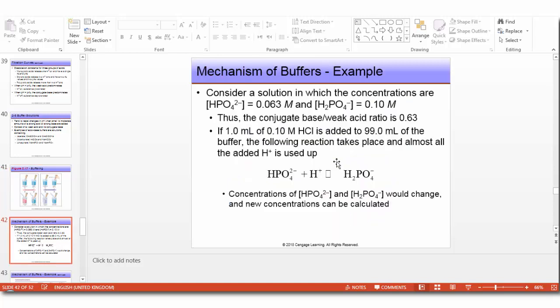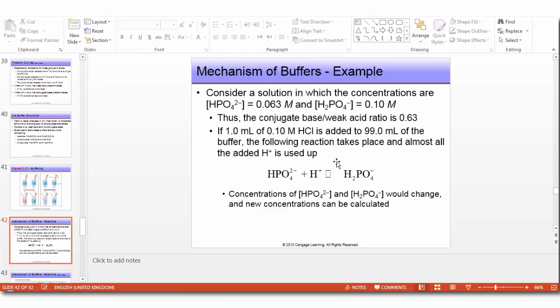Now you can see this by considering a question. Consider a solution, this is called a phosphate buffer. The concentration of the conjugate base is 0.063 molar and the concentration of the weak acid is 0.10 molar. Thus the conjugate base to weak acid ratio is 0.63. Now if 1 ml of 0.1 molar HCl is added to 99 ml of the buffer, the following reaction takes place, and almost all the added H plus is used up, as you can see here.